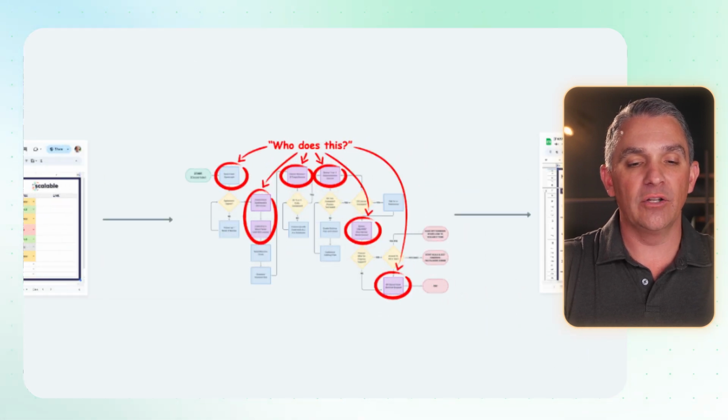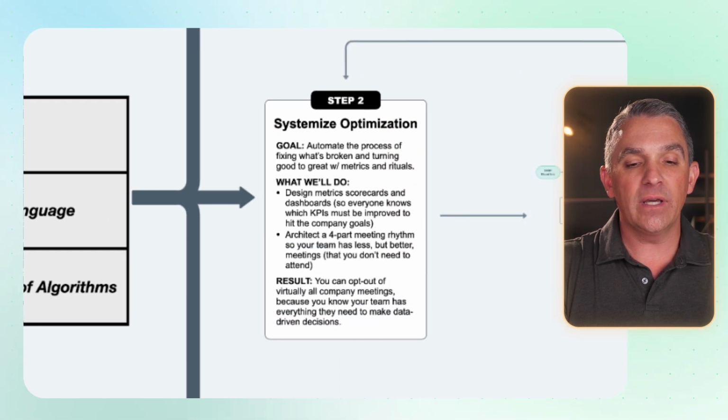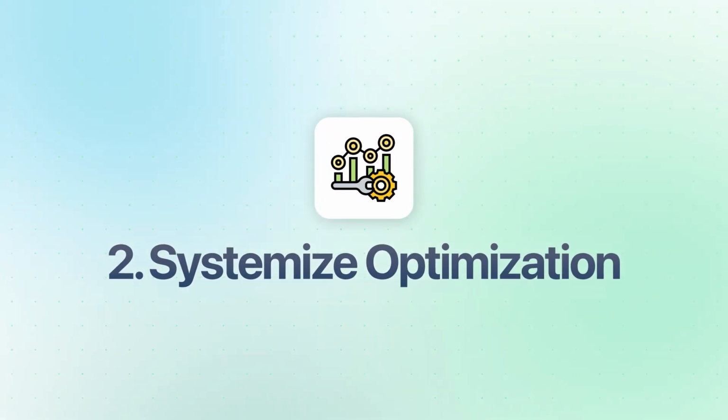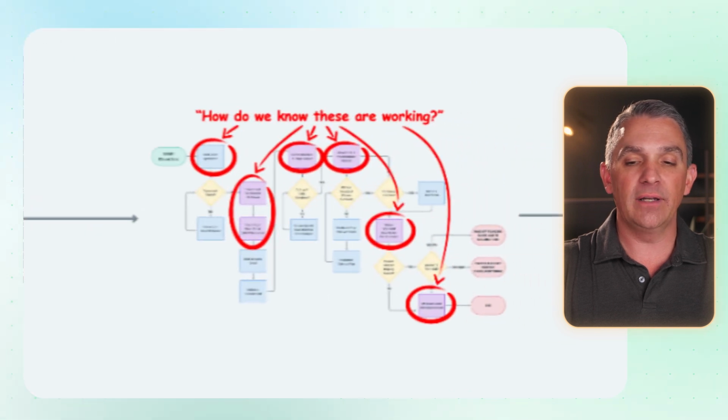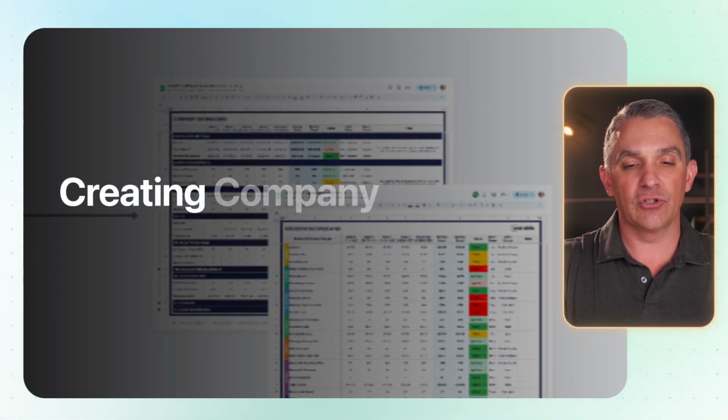Once you know what you do and how you do it, that is this basic foundation, the set of algorithms. Now we can move on to systemizing optimization. What is the process of fixing what's broken? How do we know these different steps are working? This is how we go about creating scorecards.